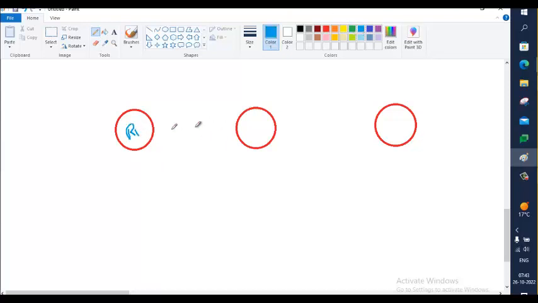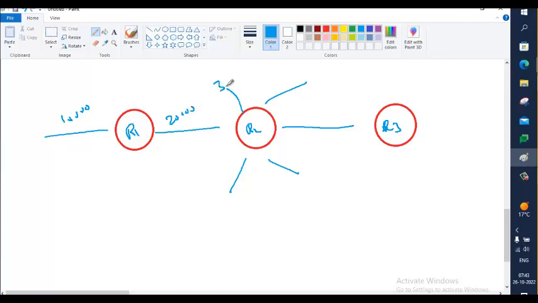Let's say we got router 1, router 2, router 3. And here we got multiple networks. 10, 20, 30, 40, 50, 60, 70, 80. Yep, we got many networks.